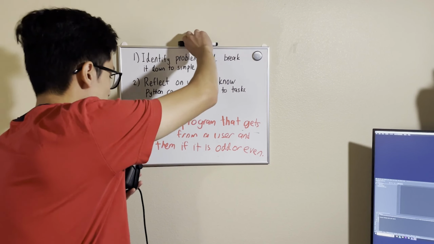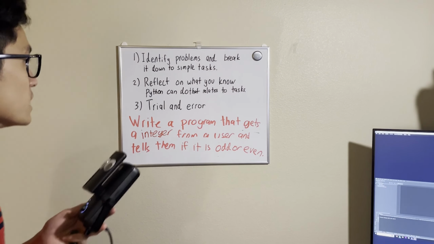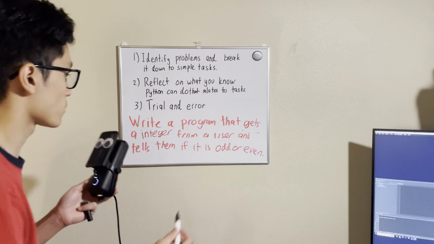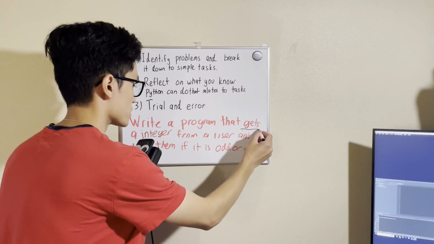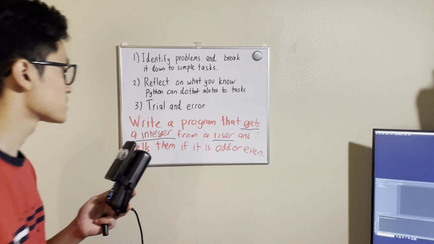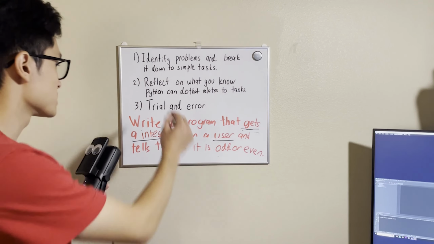So let's look at our prompt right here. It says write a program that gets an integer from a user and tells them if it is odd or even. So let's break this down to 2 simple tasks. Number 1 is that we're going to have to get something from the user. So, gets an integer from the user. This indicates that we're going to have to use input, which is step number 2.